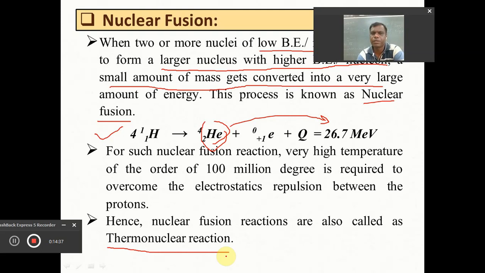So dear friends, today in this part of the video we talked about two important concepts. One is the breeder reactor, in which the amount of nuclear fuel goes on increasing. The second is nuclear fusion, in which two or more nuclei with low binding energy per nucleon combine to form a larger nucleus having a higher binding energy per nucleon, with the liberation of a large amount of energy, or the conversion of a small amount of mass into a larger amount of energy. That's why this process is called nuclear fusion.